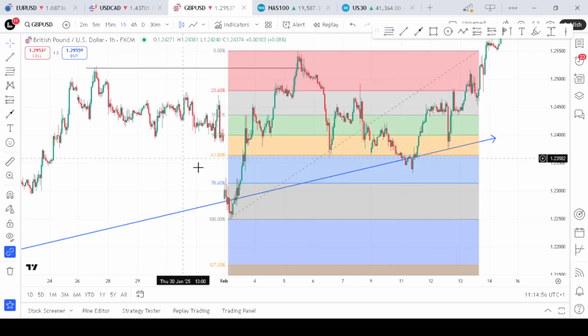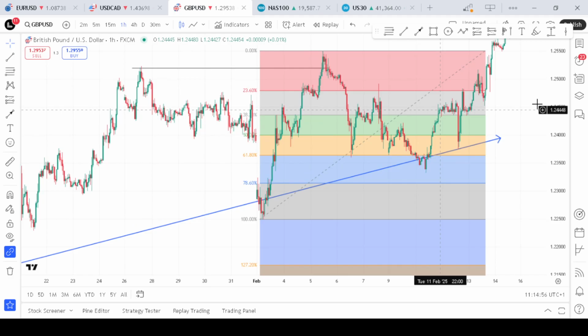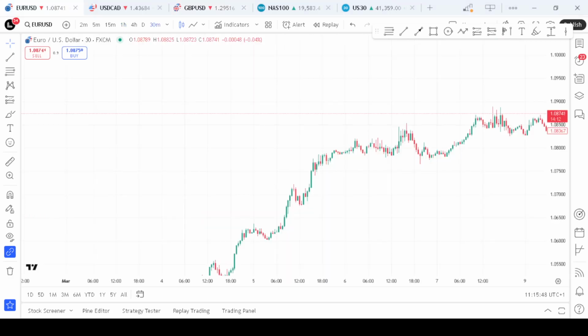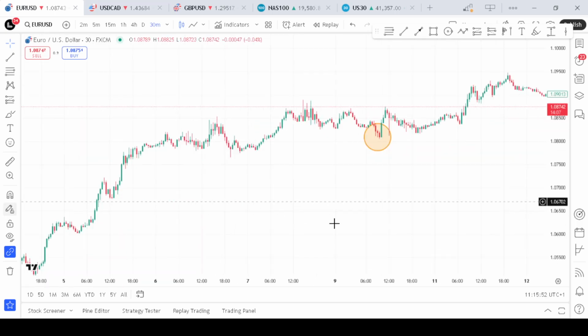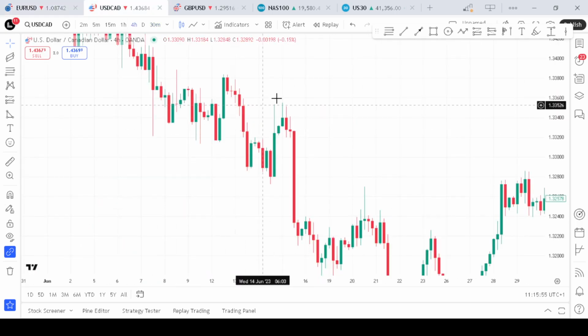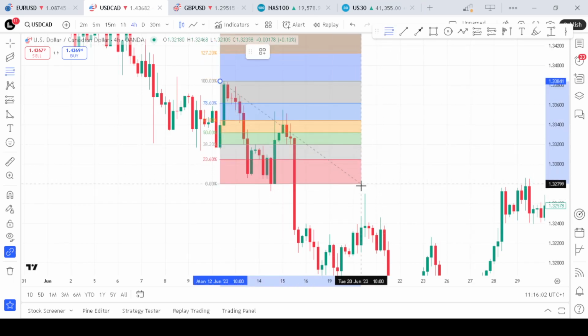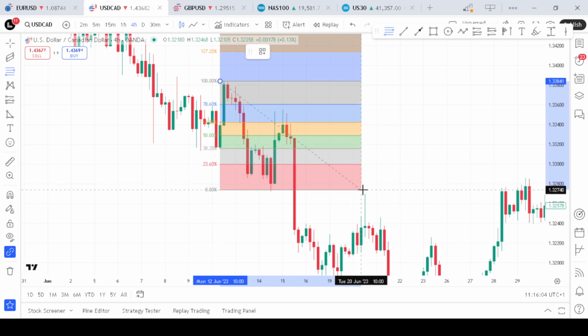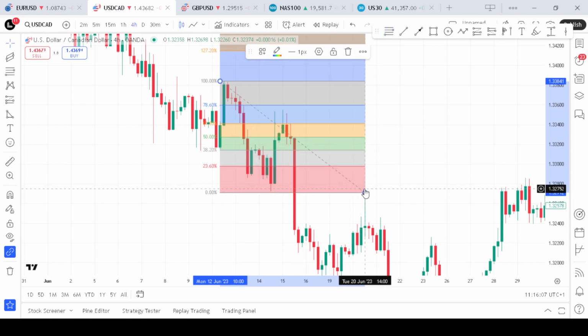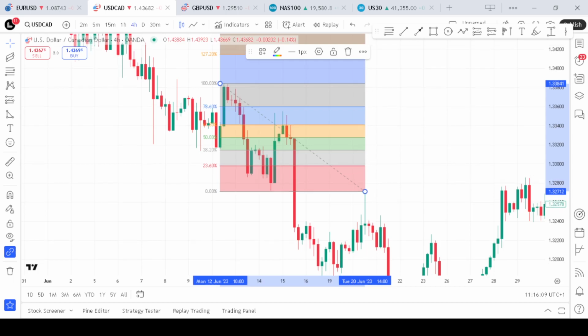While in a downtrend, let's look at a downtrend example. In a downtrend, we draw it from the high to the low. This is where we draw our Fibonacci level in a downtrend. You have to do the opposite of what you did in the uptrend. This would automatically generate the key levels we are looking for.